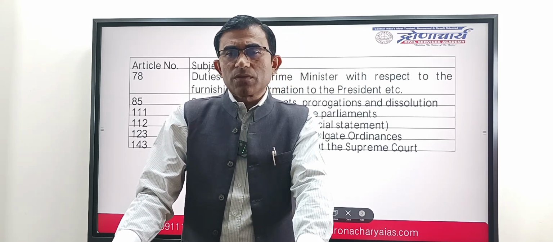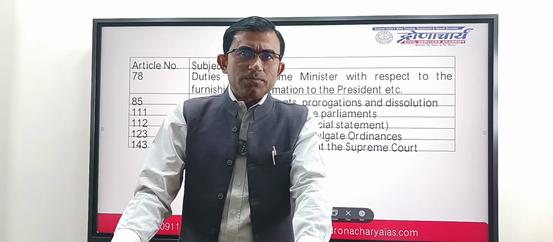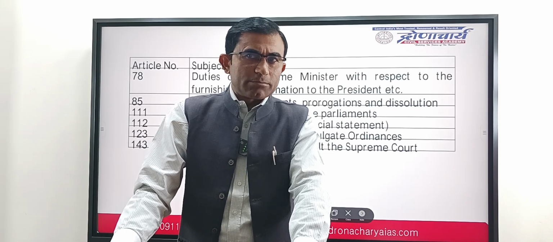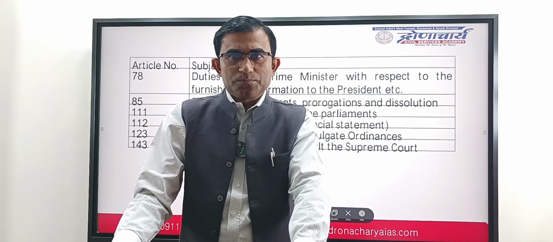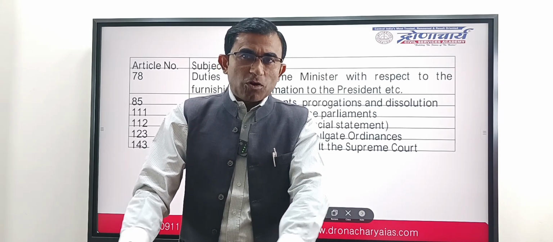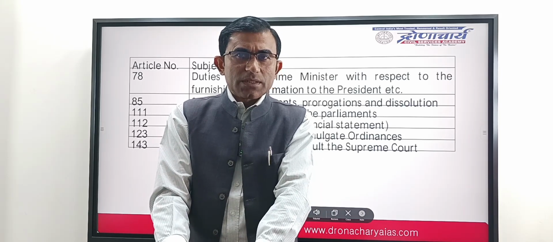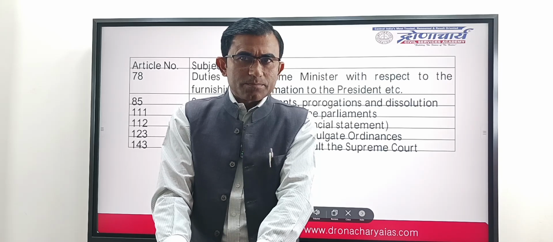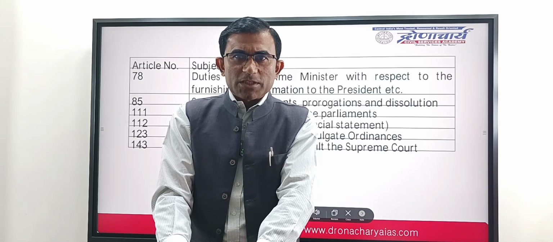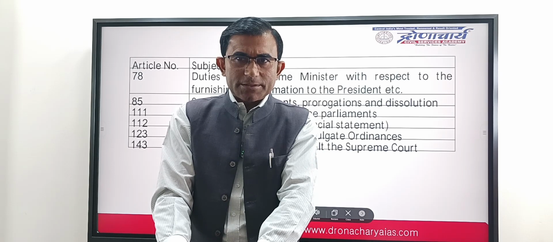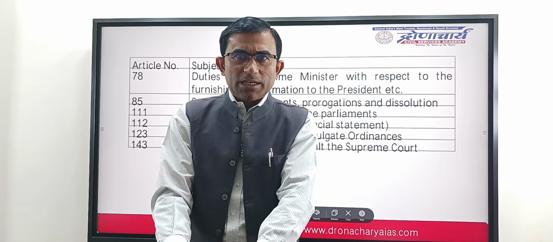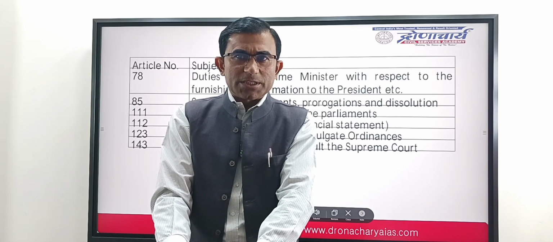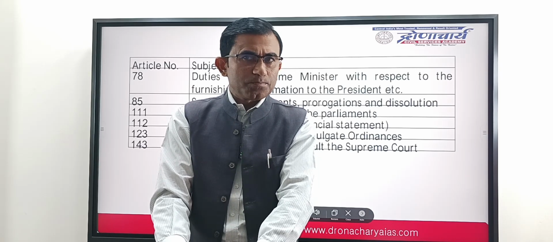Next, you understood that who does not participate in the election of the President of India? This is a very important question. The nominated members of both Houses of Parliament, the nominated members of the Legislative Assembly of the state, the nominated members of the Legislative Assembly of Delhi and Puducherry, and all the members of state legislative councils.